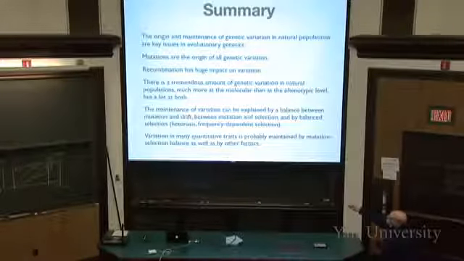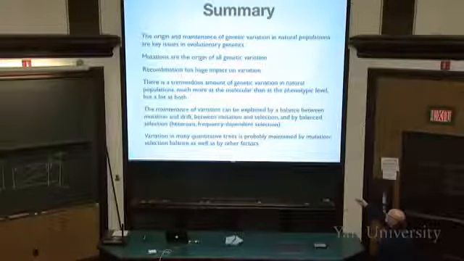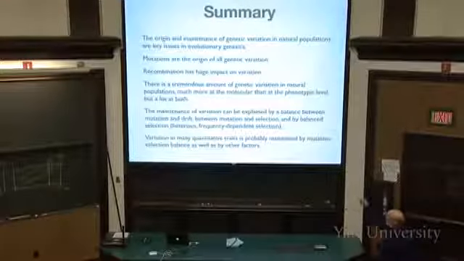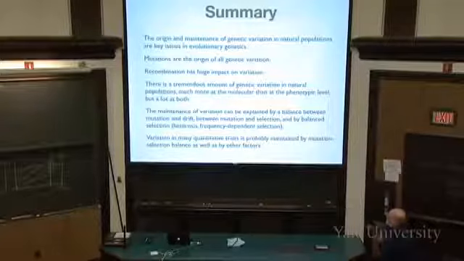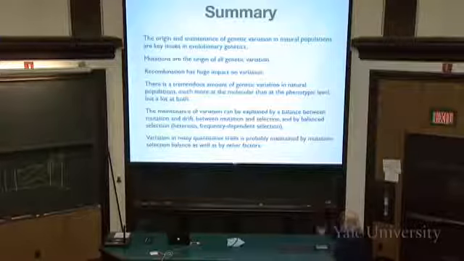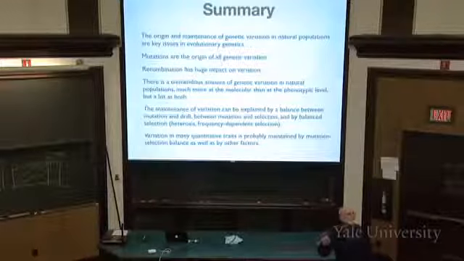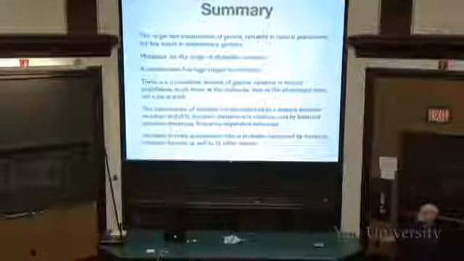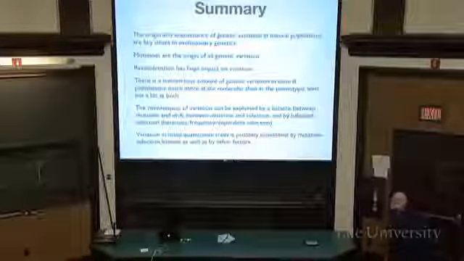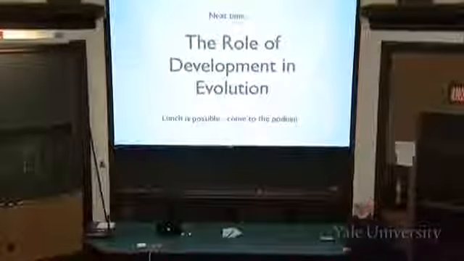We can explain the maintenance of this variation by various kinds of mechanisms, principally 4: balance between mutation and drift, between mutation and selection, and by some kind of balancing selection, either heterosis or frequency-dependent selection. And we think that variation in many quantitative traits, human birth weight, human body size, athletic performance, lots of other things, is probably maintained by mutation selection balance as well as by other factors. So, next time I'm going to talk about the role of development in evolution.